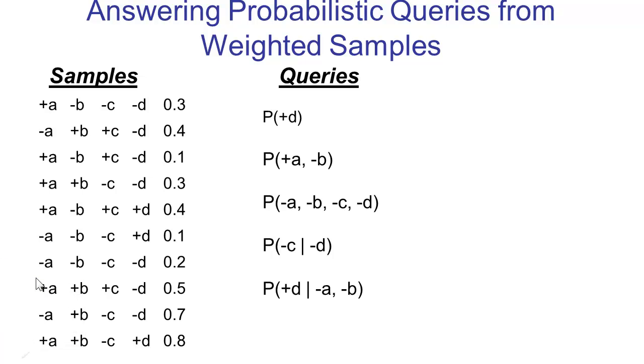Now let's take a look how we can answer probabilistic queries using weighted samples. We have some samples here that were drawn from a distribution P, A, B, C, D, and these samples have the following instantiations, and each of them has a weight.